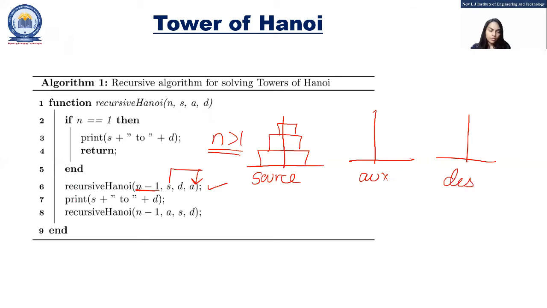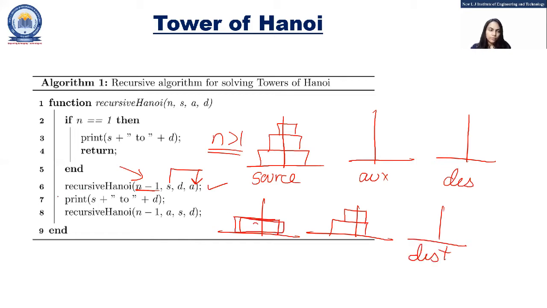After implementation of this, what will be the situation? Here it would be 1, here it would be 2, and here it would be destination, right? And now we are just remaining with 1. So we will print S to D. So this would be from S to D.